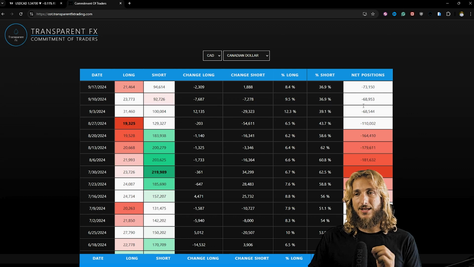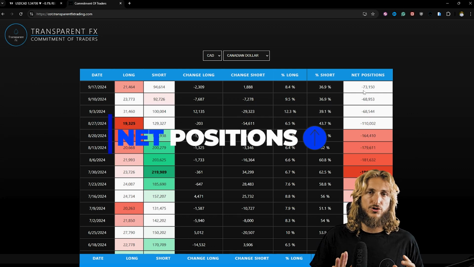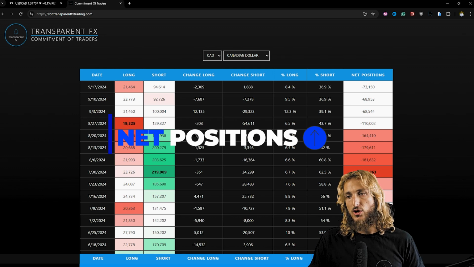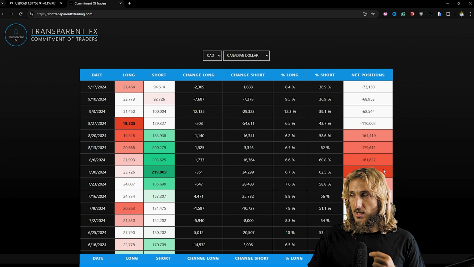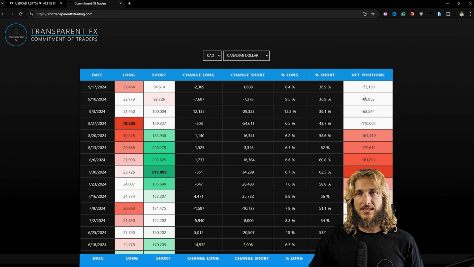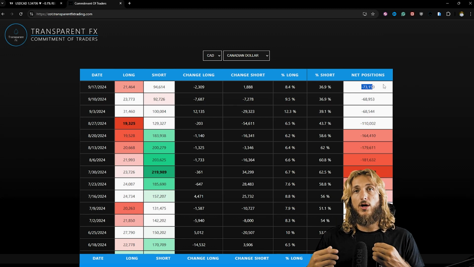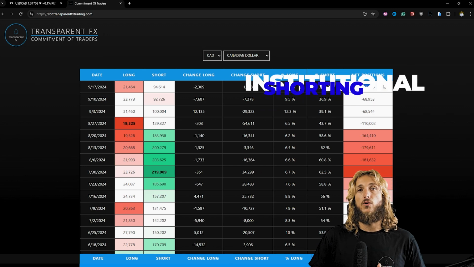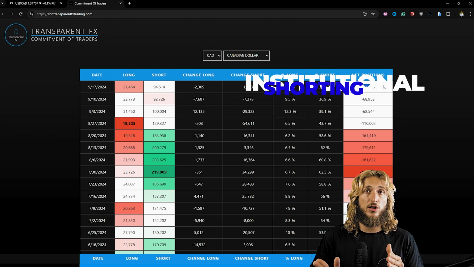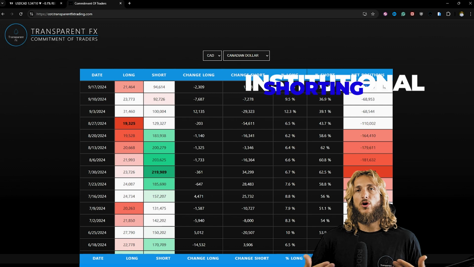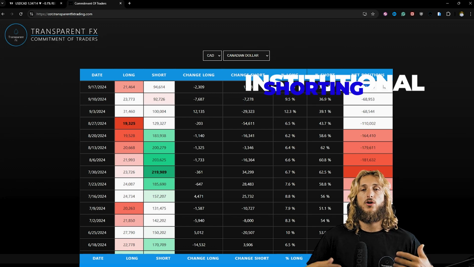So if we see here that net positions have been increased, so institutions are moving back to the bullish side for CAD USD, so increasing their net positions from minus 196K all the way up to minus 73.1K, this essentially means that actually institutions are moving to the bearish side for USDCAD, because if they are longing the CAD, in order to long the CAD, they are essentially shorting USDCAD.